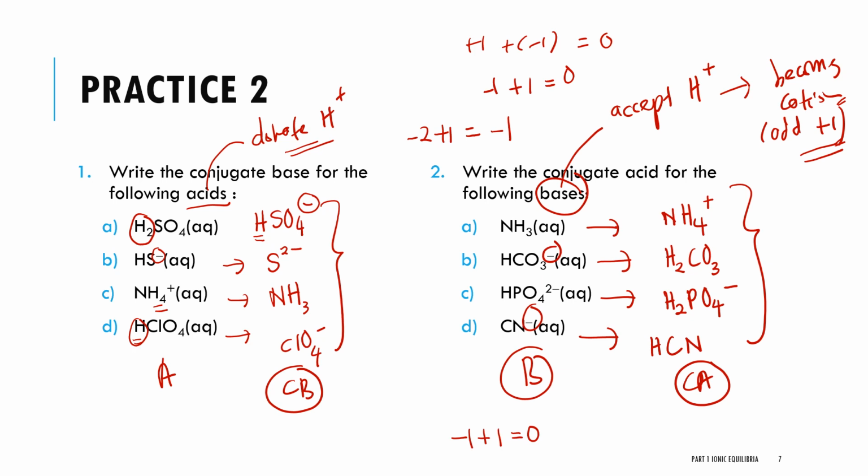Once again, when an acid donates its proton, the neutral molecule becomes an ion. Why does it become an ion? Because we add -1 charge. And for a base, since a base accepts the proton, it will become a cation because we add +1 charge.